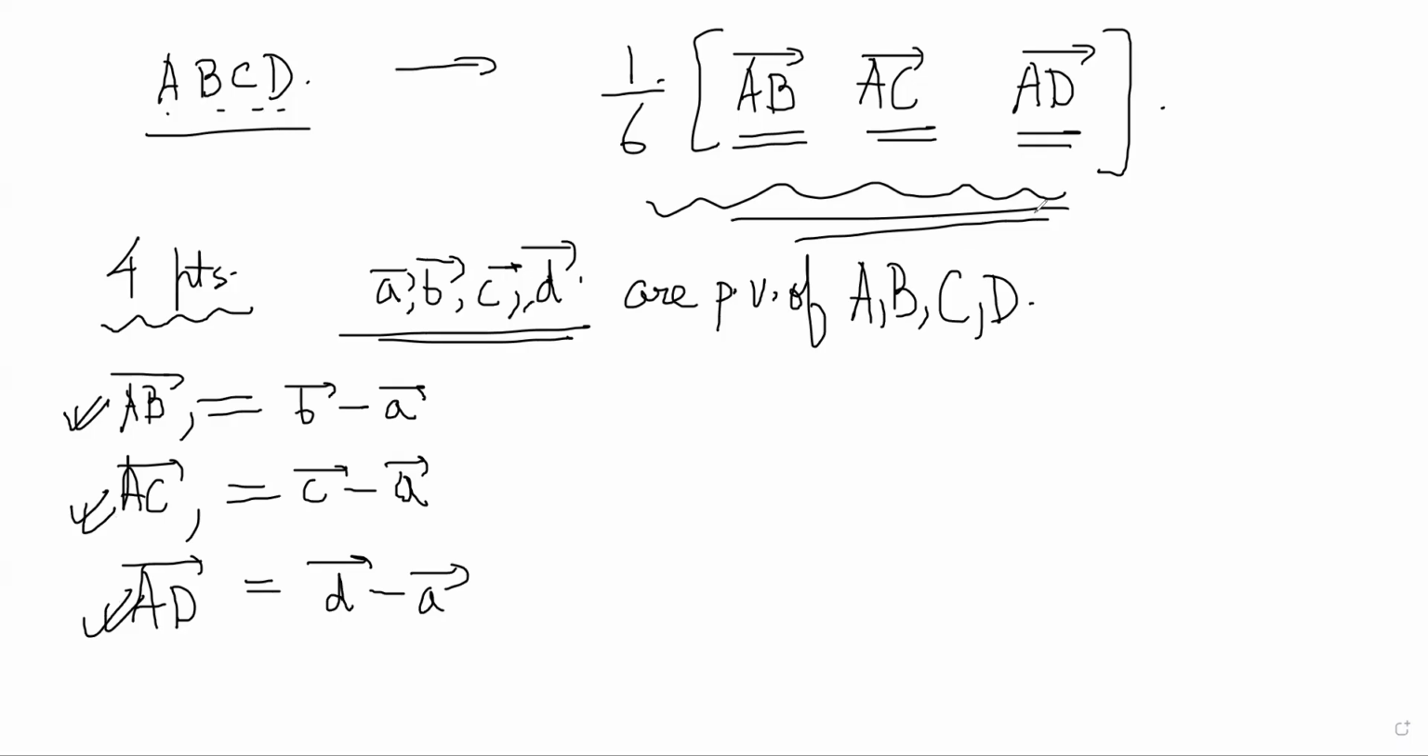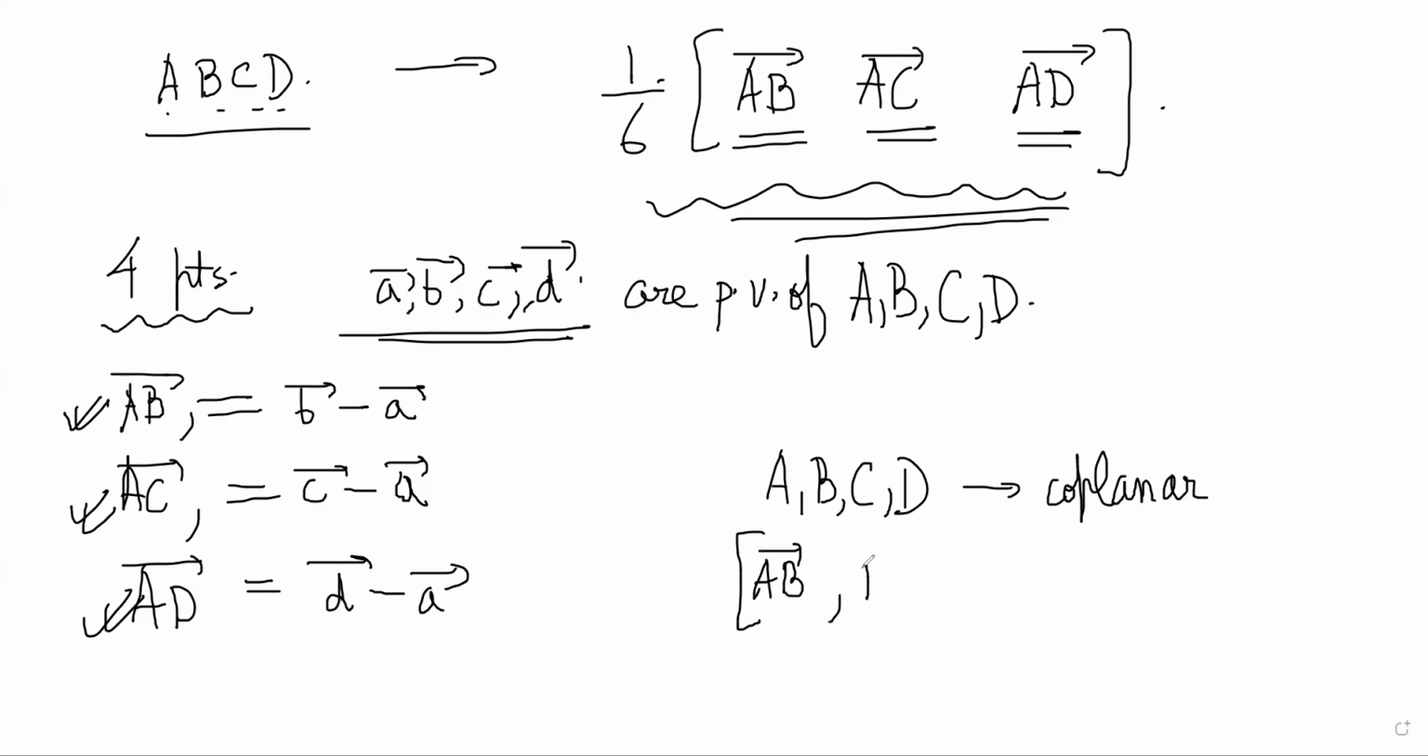Again, we can now show that these 4 points A, B, C, D are coplanar if the box product of AB vector, AC vector and AD vector is equal to 0. Because if the box product of AB, AC, AD is 0, then obviously the tetrahedron formed by them has volume 0, which means they are on the same plane, right? So remember these ideas. The next thing that is an application of scalar triple product is the vector equation of a plane.